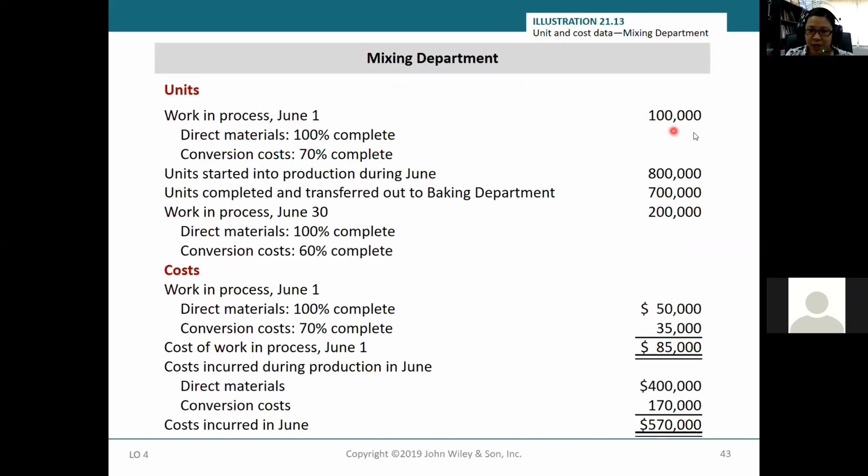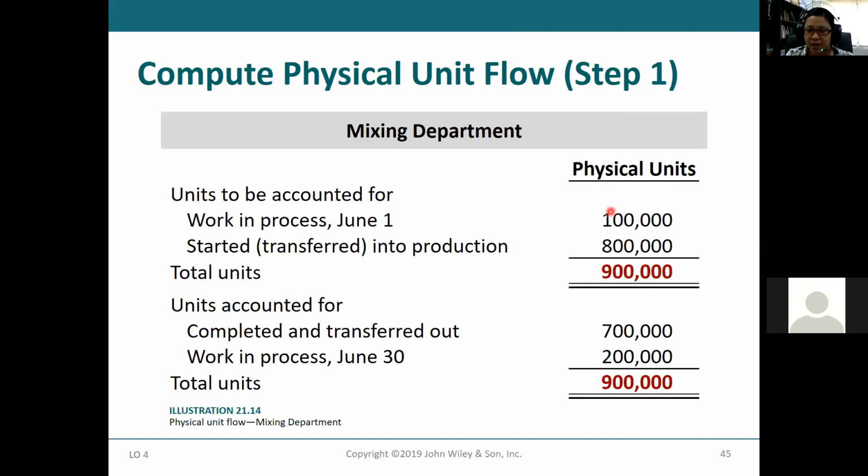How many units did we start into production? 800,000. We started to put into production 800,000. So I take 100,000 plus 800,000. That will give you 900,000. And then next we will compute the units accounted for. How do we compute the units accounted for? We take completed and transferred out plus the work in process at the end of June. That will give you the total units.